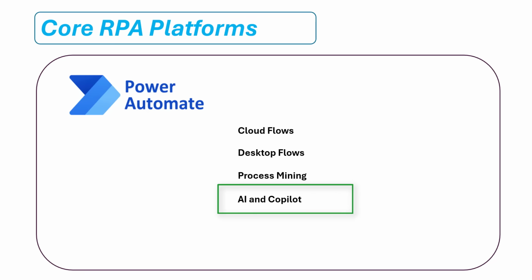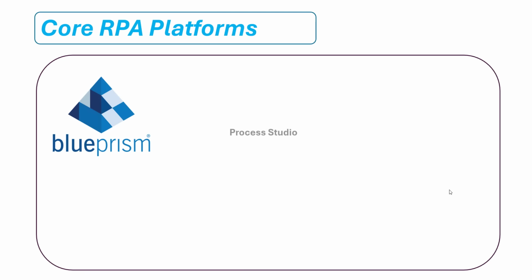AI and Copilot integrates AI Builder for intelligent features like document processing and utilizes Copilot to help users build and modify flows using natural language descriptions. Next RPA platform, that is Blue Prism.